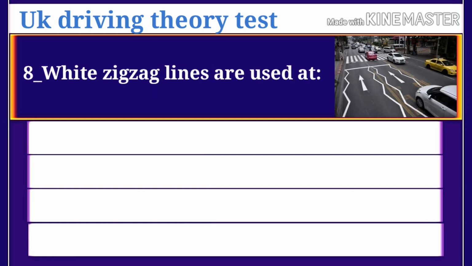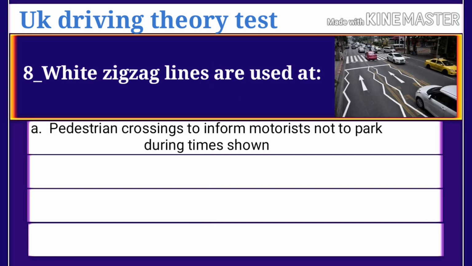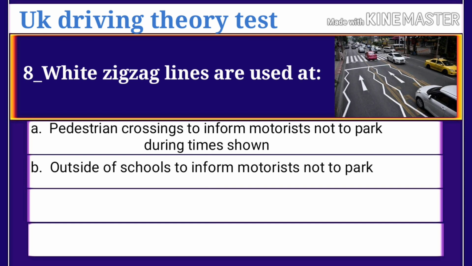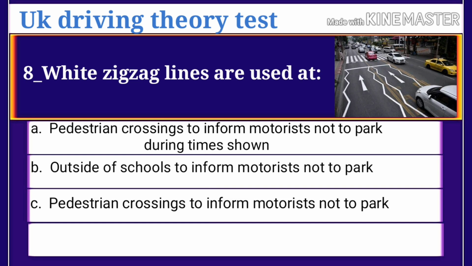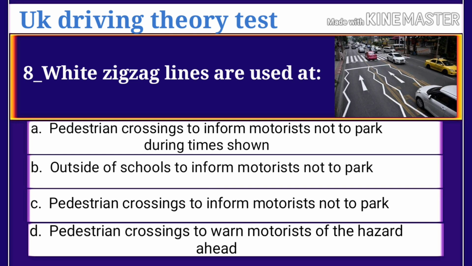Question 8. Zigzag lines are used at: A. Pedestrian crossings to inform motorists not to park during times shown. B. Outside of schools to inform motorists not to park. C. Pedestrian crossings to inform motorists not to park. D. Pedestrian crossings to warn motorists of the hazard ahead. The correct answer is C. Pedestrian crossings to inform motorists not to park.